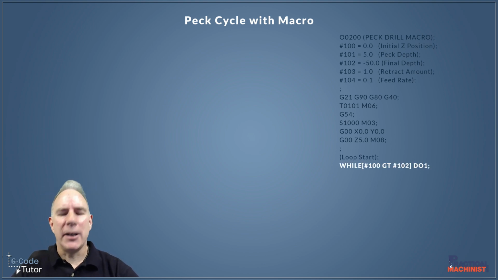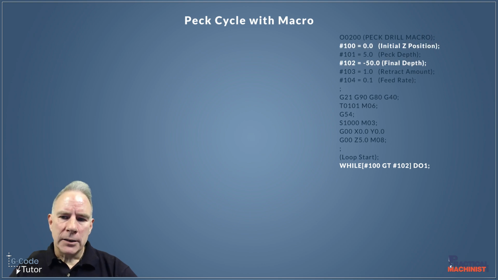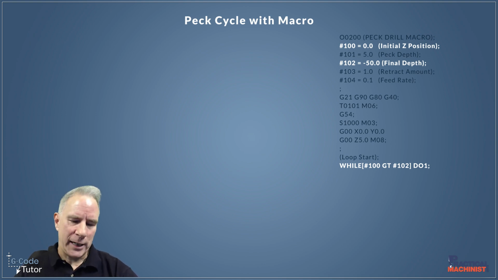So our first macro line, we're going to use a while loop. So what we're saying here is while our variable 100 is greater than our variable 102, then do one. And do one will run the program until it reaches the phrase end one. So currently, our variable 100 is 0, and our variable 102 is minus 50. So currently, our variable 100 is greater than, and that's what GT is there, it is greater than 102, so that means this loop will start and it will run.